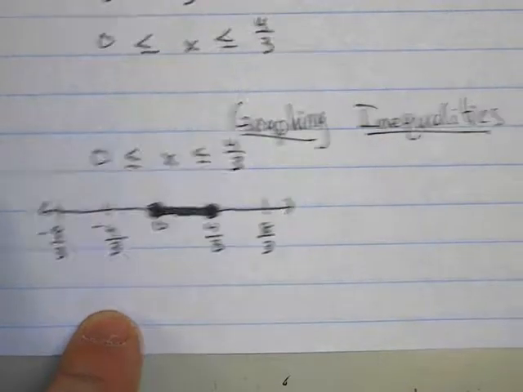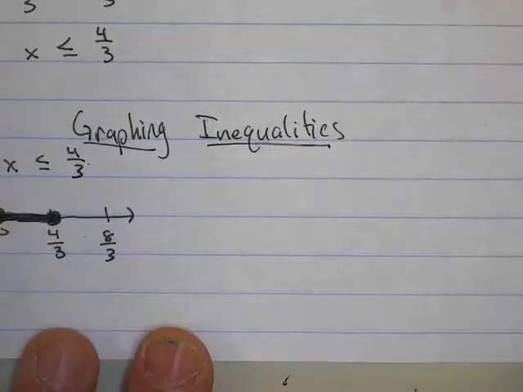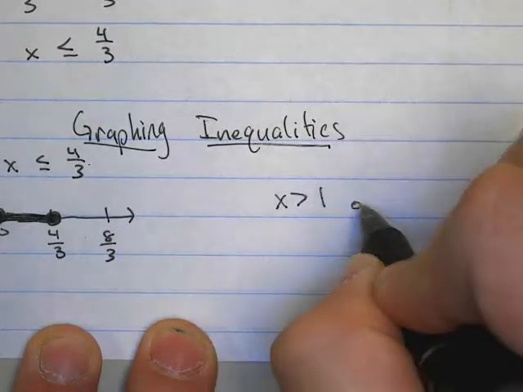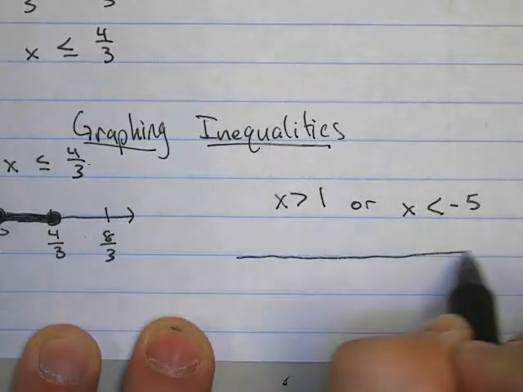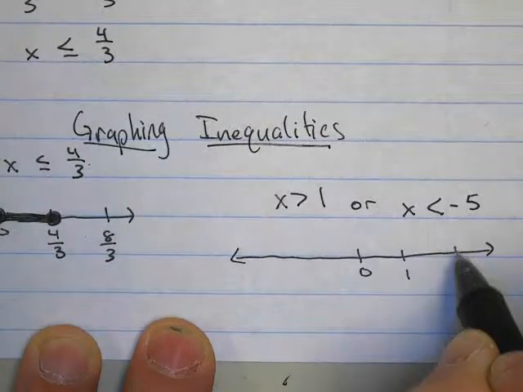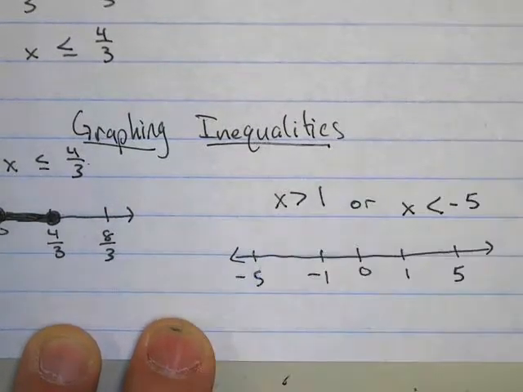Then when we're graphing an OR statement, we're just going to graph both parts on the same number line. So I have x is greater than 1 or x is less than negative 5. So I'll put my number line down. I'm going to go 0, 1, 5, negative 1, negative 5.